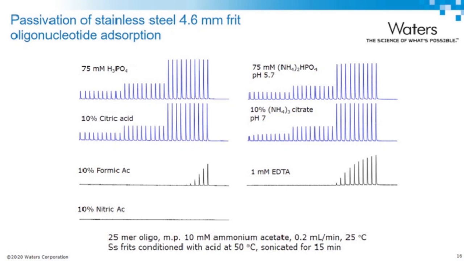As you can see, there are also other examples in black. 10% formic acid wash doesn't do a thing, frit still absorbs. 10% nitric acid, very strong acid. If anything, it actually makes the situation worse. And surprisingly, EDTA didn't have any positive effects either. Although we know that addition of EDTA improves peak shapes and perhaps recovery, it doesn't show in this case.